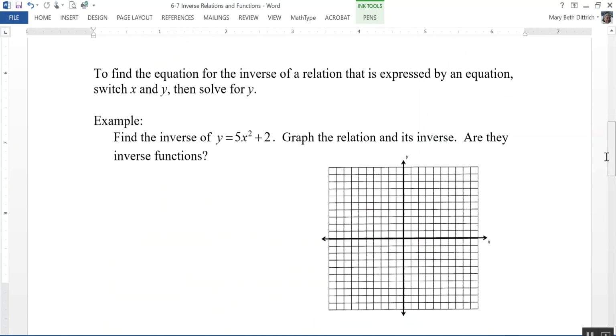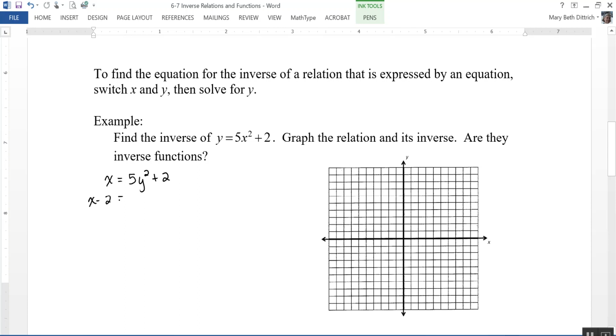To find the equation for the inverse of a relation that is expressed as an equation, we want to switch x and y and then solve for y. So this says find the inverse of y equals 5x squared plus 2, graph the relation and its inverse, and are they inverse functions? So to write the inverse of y, I'm going to start by switching the x and the y values. So instead of y equals 5x squared plus 2, I'll have x equals 5y squared plus 2. Now I want to solve that for y.